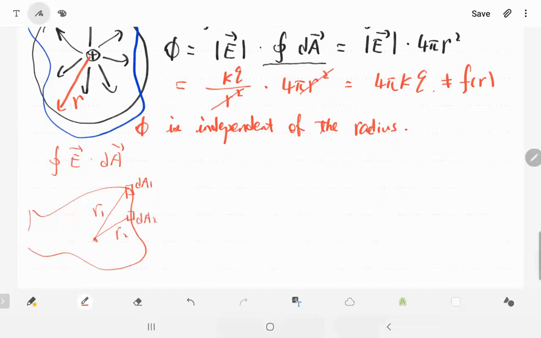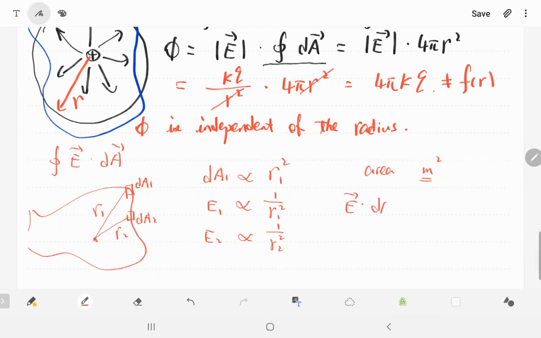the dA1, dA2. The surface area is proportional to the distance squared. Because we have the dimension, right? The area has a dimension of meter squared. So the meter here is the distance from the center to the surface. And the electric field is proportional to 1/r². The electric field at the first point and at the second point is 1/r². So if we multiply the electric field by the surface area, we will have something proportional to 1/r² times r². Eventually the r² just cancels.